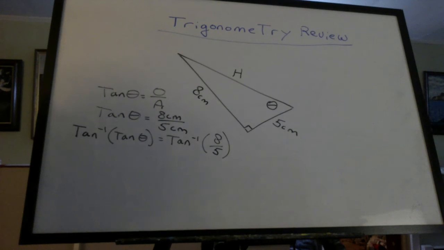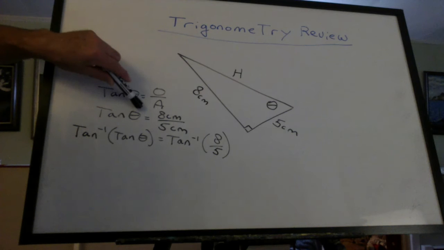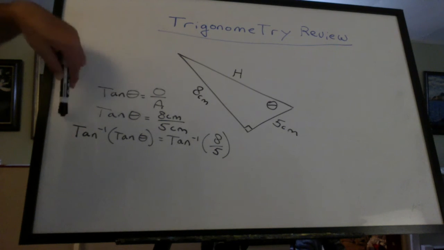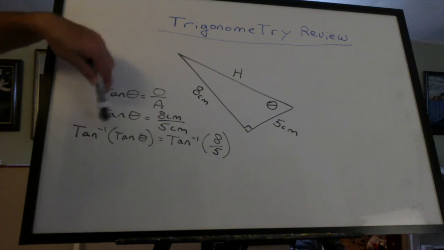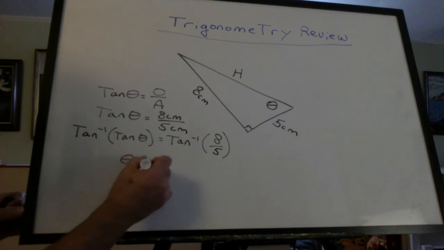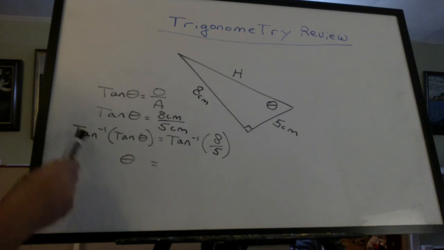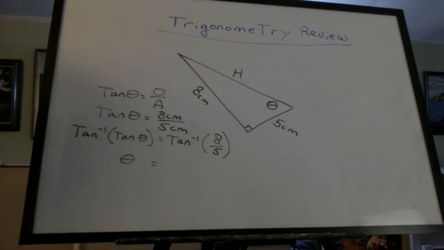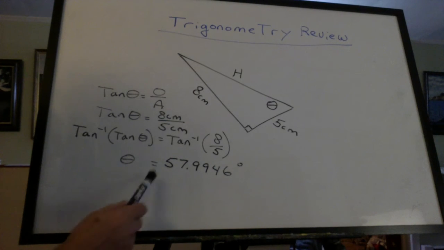Now I'm really showing a lot of work, more work than anybody should really need to show. But just to let you know, if you have tangent and you want to get theta by itself, you have to do the inverse tangent of tangent. And this is the way you write it out, inverse tangent of tangent. That's going to leave you with theta on this side. But if you take the inverse tangent on this side, you have to take the inverse tangent on that side. And so that's writing it all out. Now I'm getting something like 57.9946 degrees.